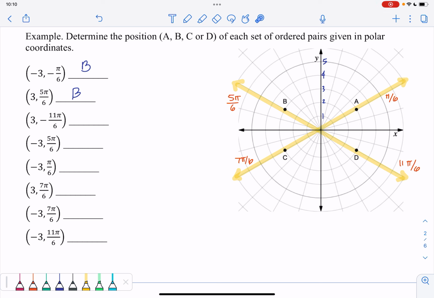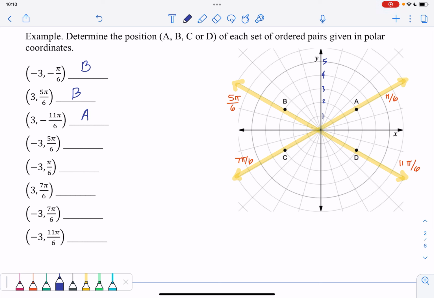Okay, let's try the next one: 3, -11 pi over 6. Always start with that angle. If I go -11 pi over 6, I start going in the clockwise direction, and that actually lands me on the ray that A is on. Since I'm now up here, and it says count out a regular 3, I'm going to land at point A.